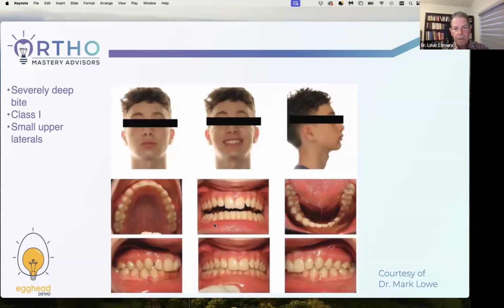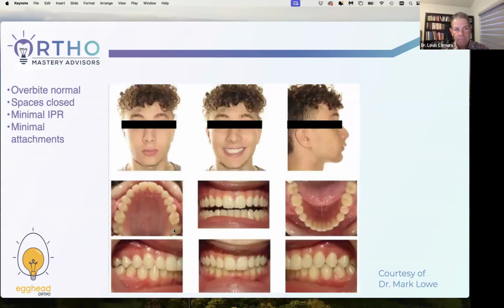Severely deep bite. Now, if you look at his smile arc, it's really not bad. What you'd really like to do is bring the laterals down, but that's virtually impossible with aligners alone and even with attachments. So take care of that lower crowding, take care of the upper spacing and reduce the overbite. Okay. Minimal attachments. Well, if you're intruding teeth, you have to have attachments or else the aligner won't stay on. So you'll probably put attachments on the upper first and second bicuspids to give the pressure to intrude those upper teeth. Same thing on the lower.